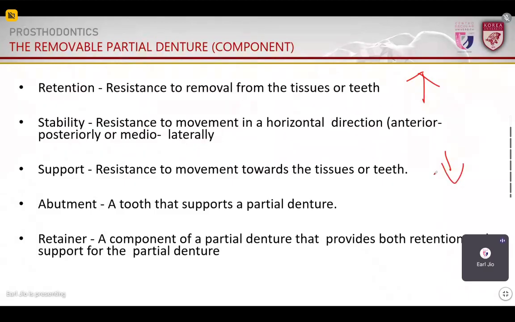If we are talking about lower arch, again, ang retention, resistance of movement, pataas or away from the soft tissue. Kapag naman support, resistance of movement towards the soft tissue, pababa, papunta sa soft tissue. Again, when we talk about lower arch, okay? Abutment is a tooth that supports the partial denture, and a retainer is a component of the partial denture that provides retention and support for the partial denture. Okay?